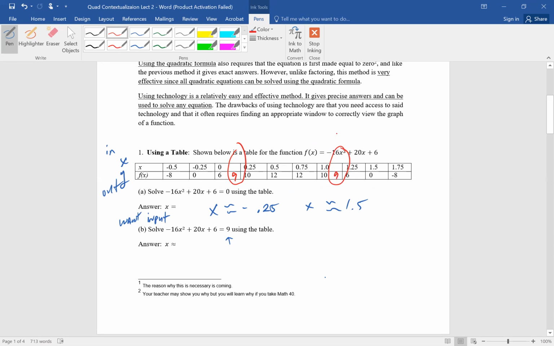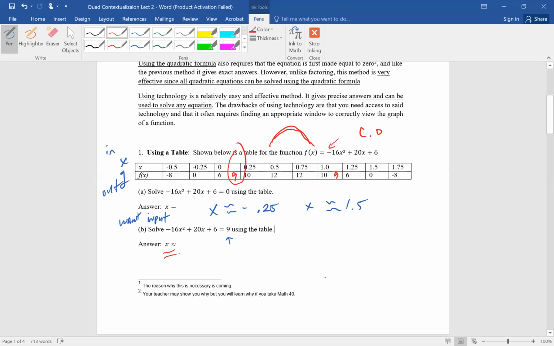And I know that because, again, using my table, there's a negative right here. And that forces my graph to be concave down this way. So what I'm saying is I have to go up past 9 and come back down and hit 9 on the way back down. And remember, this sign means it's an approximation, so it's my best guess.